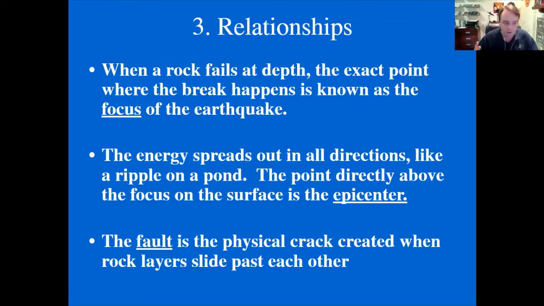Think of epi, epi means, I think, surface. So like epidermis is the surface of skin. The epicenter is the center on the surface of the planet, right above that focus, where all the energy seems to spread out, just like the pebble in a pond, the ripples spreading out. The fault is actually the physical crack created when that happens. So if we're talking about a reverse fault, the fault would be the line that's created when that rock fails.